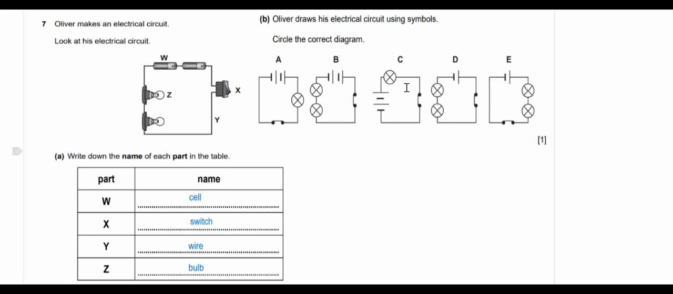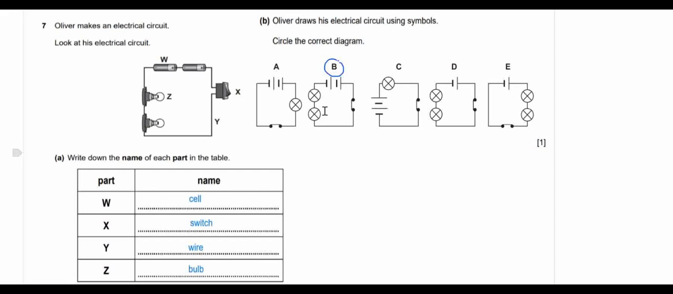Okay, let's open up the answer. Here we go. It's B. How do we know it's B? The 2 cells are this one. The switch is here. The wire is the same, and the bulb is this one. Alright, let's move on.